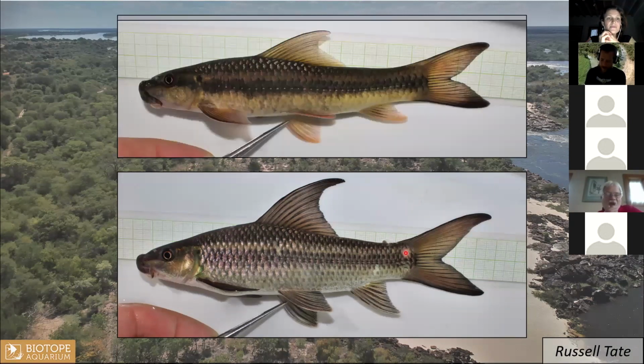Another labeo that occurs in this rheophilic habitat is your Labeo cylindricus. I'm checking the time. I've gone way over, so I do apologize. I've still got a lot of slides.